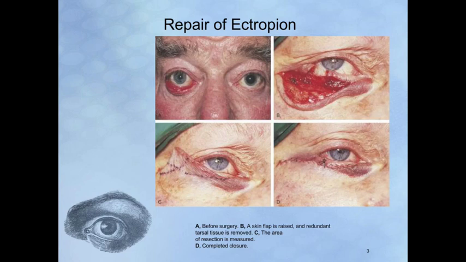Ectropion is an abnormal eversion, or turning outward, of the lower lid that creates an overflow of tears and exposes the conjunctiva, which becomes dry and irritated. Correction is achieved by tightening the lid.